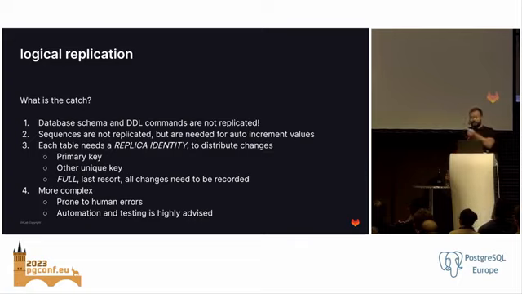And by the way, I will talk about all of the four bullet points here in a bit of detail right after this index slide. Next thing is sequences are not replicated, but they are heavily used in PostgreSQL. And each table needs a replication identity, unless you cannot use it. And the last but not least point, it's much more complex and prone to human error.